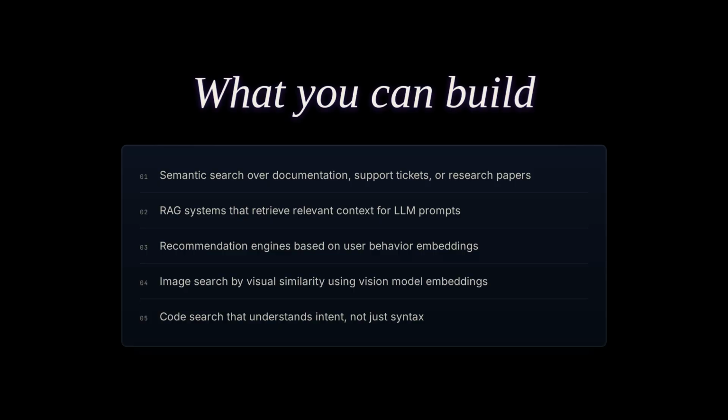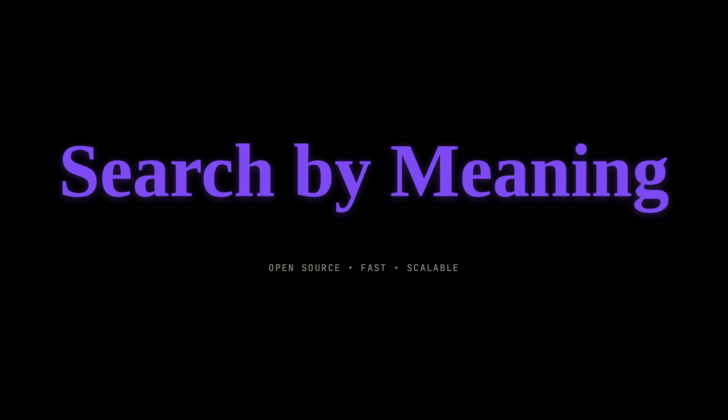That's Chroma, an open-source vector database that lets you search by meaning, not just keywords. Whether you're prototyping locally or running at production scale, it combines the ease of Python with the speed of Rust to make semantic search feel like magic.